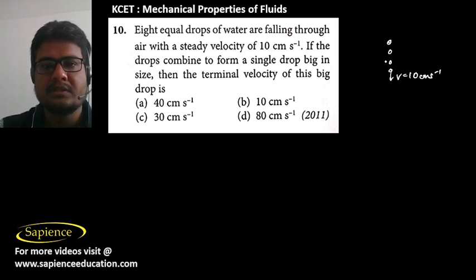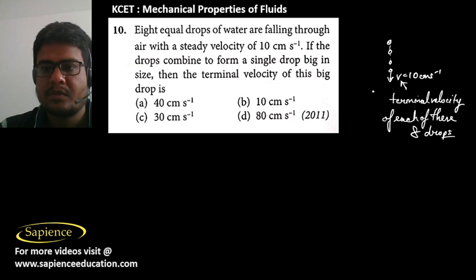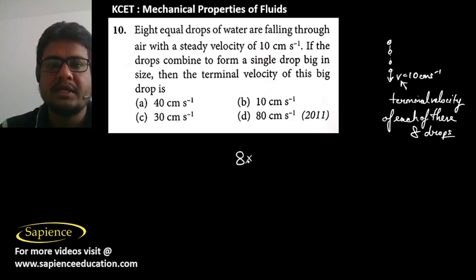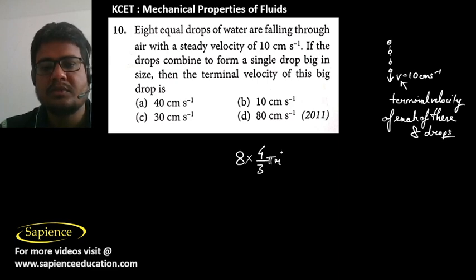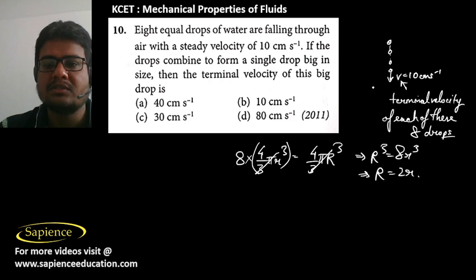Here 8 equal drops are falling with a steady velocity. It means this is the terminal velocity of each of these 8 drops. If they combine, then 8 into 4 by 3 pi r cube, the volume of each drop, will be equal to the volume of the single drop, which is 4 by 3 pi capital R cube. So 4 by 3 pi will cancel. So R cube is equal to 8 r cube, so R equals 2 r. The radius of the larger drop will be twice the radius, 2 r.